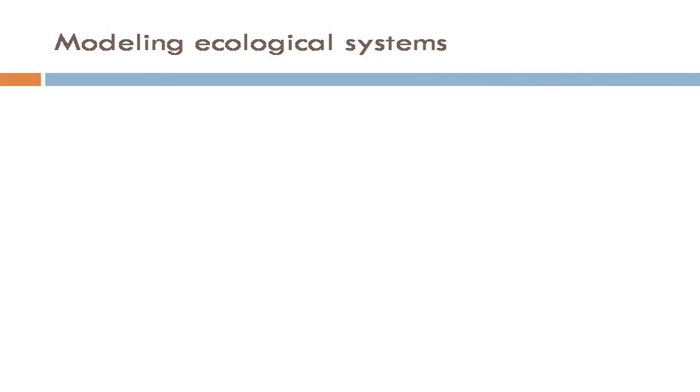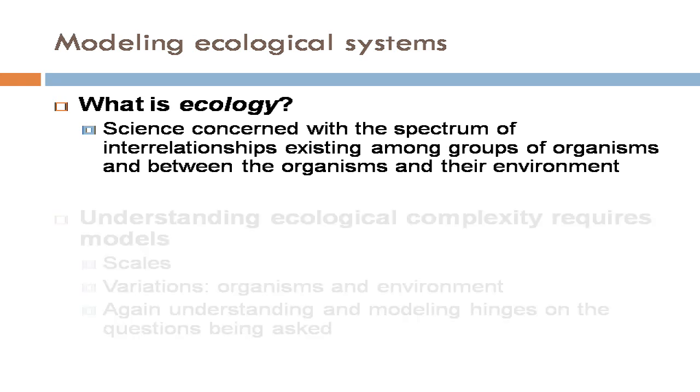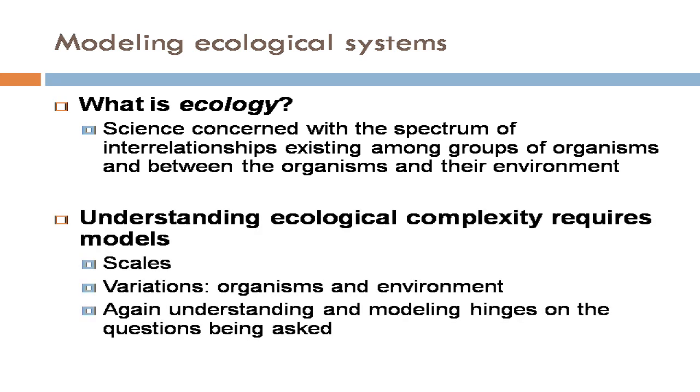So this is ecological modeling. We go into a little more into what these ecological systems are. First we define what ecology is. It's the science that's concerned with the spectrum of interrelationships existing among groups of organisms and between the organisms and their environment. And to understand ecological complexity, models are, I think, quite important and can play a significant role in this attempt to understand.